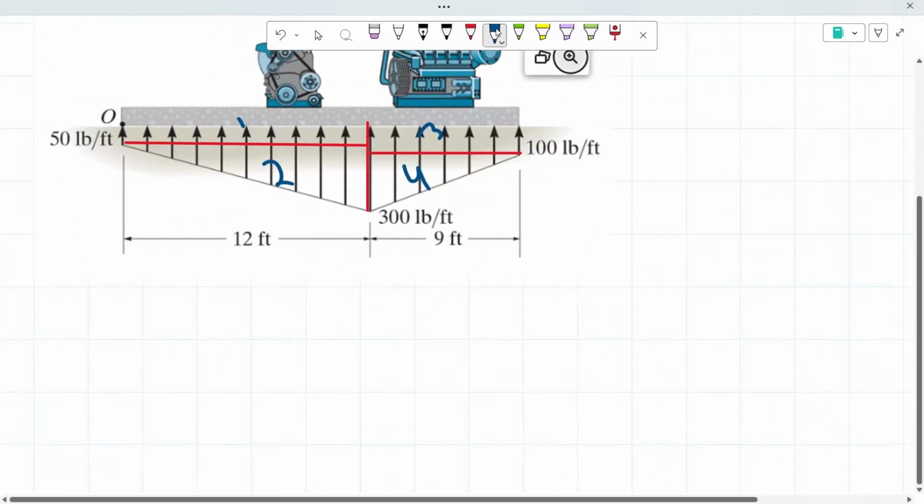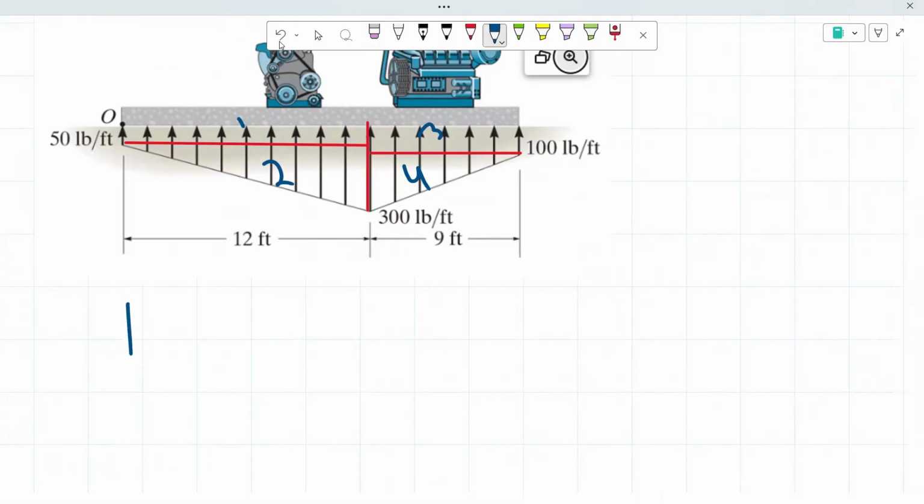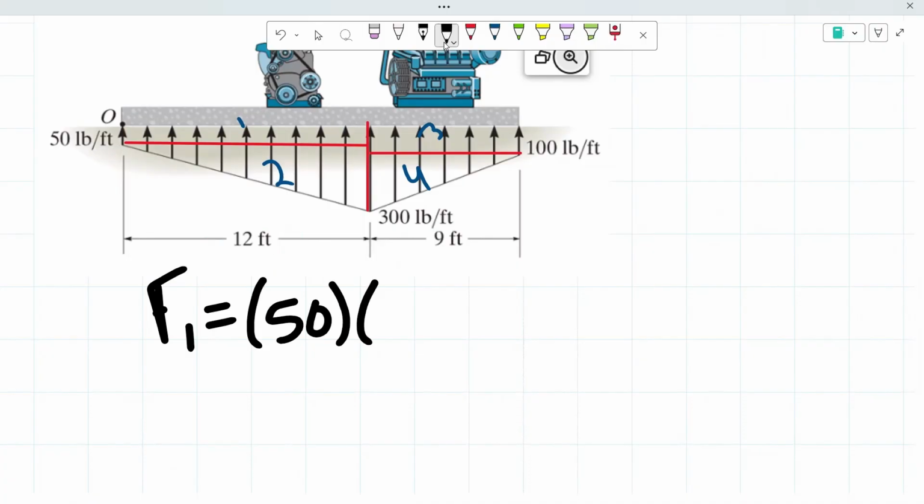So to find force 1, or R1, we know that it has a constant loading of 50 pound-feet for a span of 12 feet. So we're going to multiply those two together, giving us a force of 600 pounds.